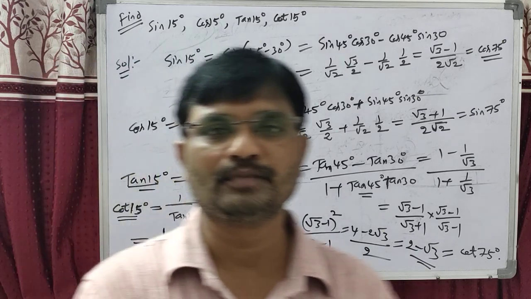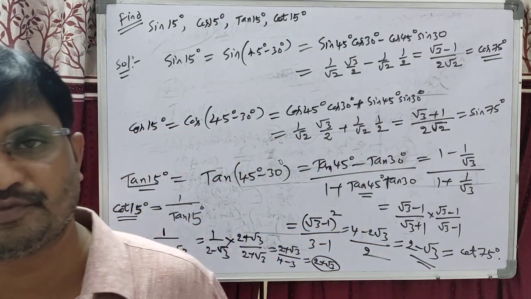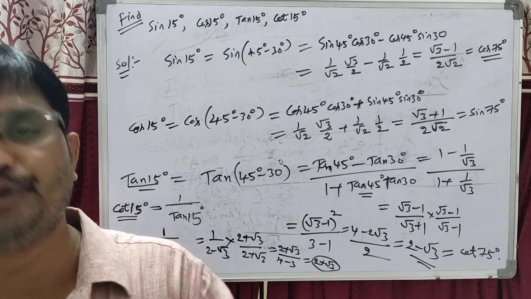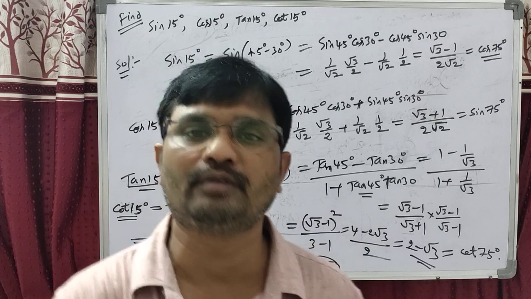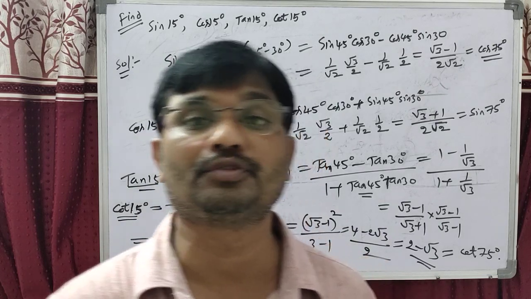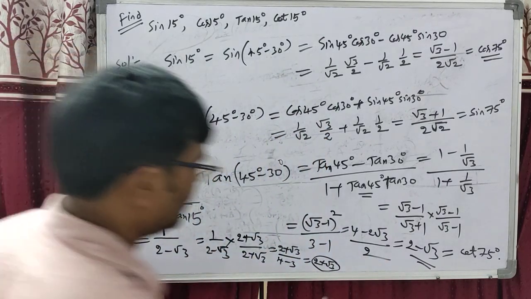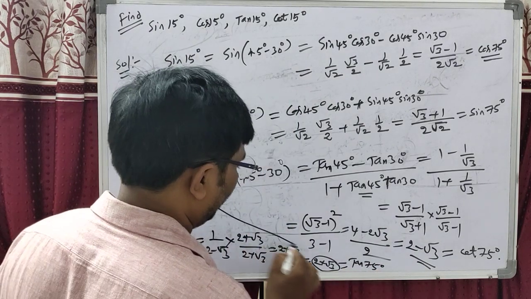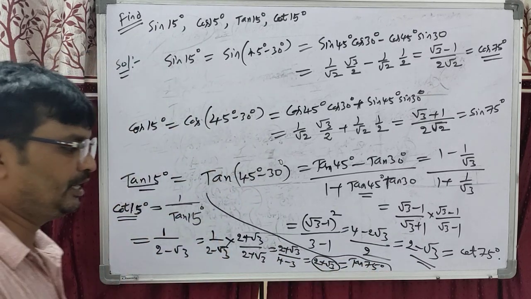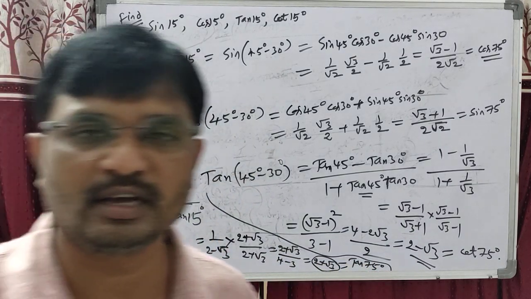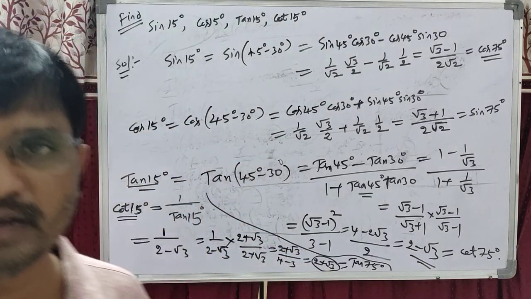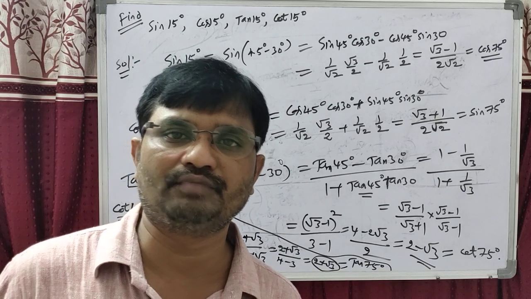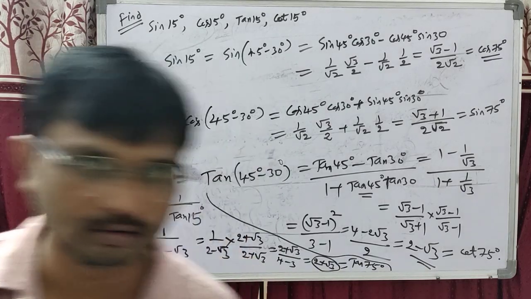So, students, the sin 15 is equal to cos 75. The cos 15 is equal to sin 75. And also the tan 15, 2 minus root 3, is the value of cot 75. The cot 15, the value 2 plus root 3, is equal to tan of 75. My dear students, this is also tan 75 degrees. When the angle is subtracted from 90, sin becomes cos, cos becomes sin, tan becomes cot, cot becomes tan. These are the values of sin 15, cos 15, tan 15, cot 15. Okay students, write down.